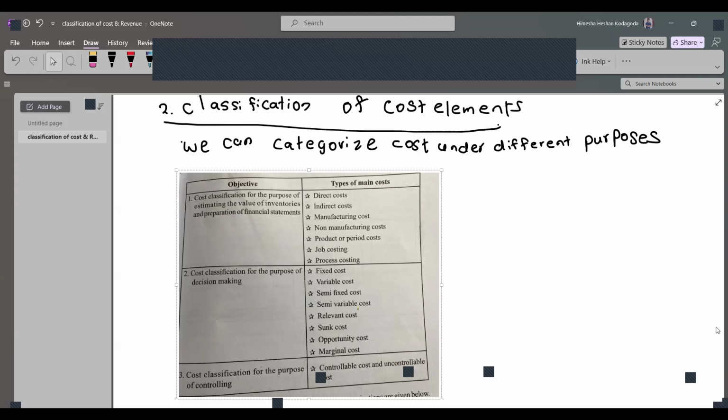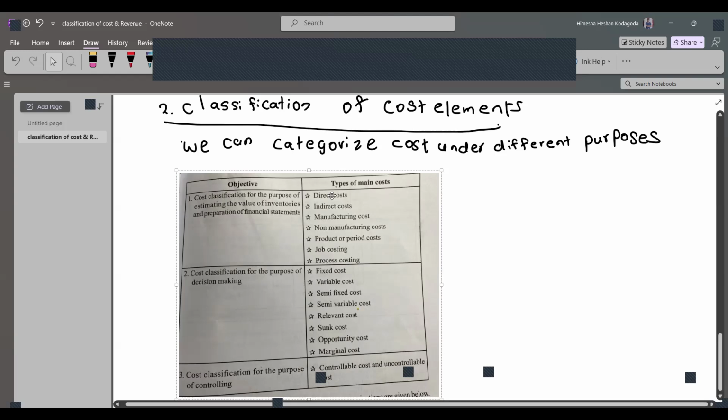Cost classification for the purpose of decision making: fixed cost, variable cost, semi-fixed cost, semi-variable cost, relevant cost, sunk cost, opportunity cost, marginal cost, likewise. This is for decision making. The above one is for inventory valuation and financial statement preparation, right? So the other classification is for the purpose of controlling: controllable cost and uncontrollable cost. Easy, clear to you guys?